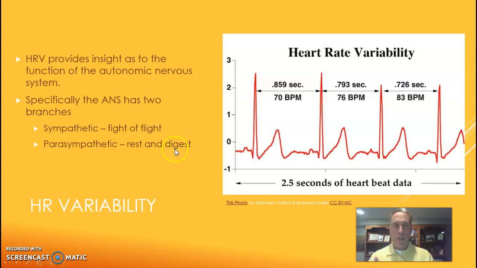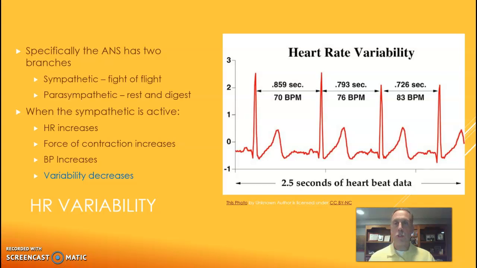I was trying to trick my body into more rest and digest as I clearly was in a fight or flight scenario running. Same thing with my client who's a shooter. So when you look at the two branches between the sympathetic and the parasympathetic, when the sympathetic is active, your heart rate increases, you have increase in force of contraction, and you also have an increase in blood pressure, which makes sense if your force of contraction also increases. But the variability decreases. So what you see is people who have a low variability in heart rate, and it's like a consistent boom, boom, boom, boom, 0.859, 0.859, 0.859. Usually with those individuals, they're in a situation where the sympathetic nervous system is firing.